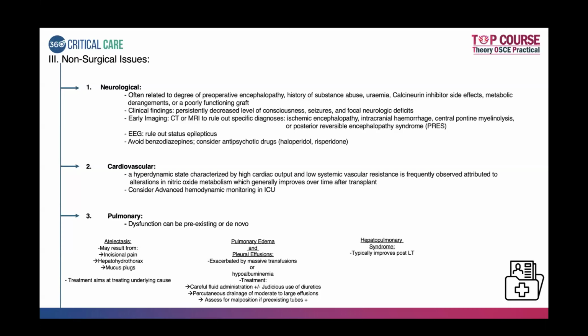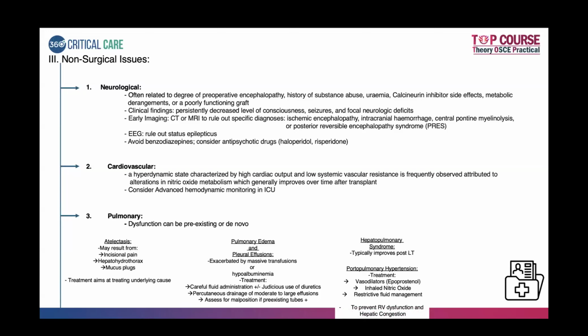Important is drainage of moderate to large effusions, and assess for malposition if pre-existing tubes are already there. Then if hepatopulmonary syndrome is there, usually post-transplant it starts to resolve. So if at all the features are there, you don't have to worry about it. Usually the trend starts to come down. But on the other side, if portopulmonary hypertension is there, then you need to be concerned, because portopulmonary hypertension does not reverse post liver transplant. So if at all those features are there, then you need to manage with vasodilators, inhaled nitric oxide, and go ahead with restrictive fluid management.